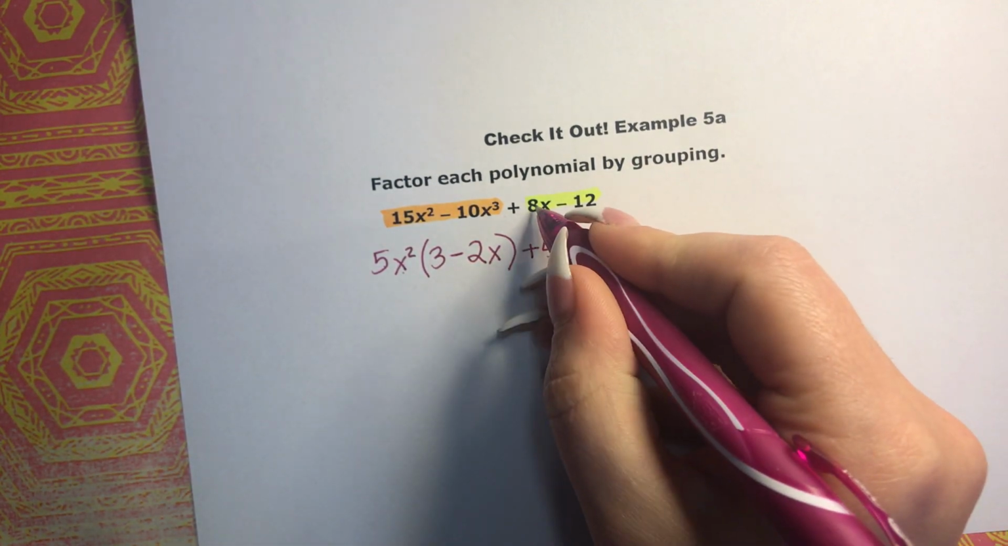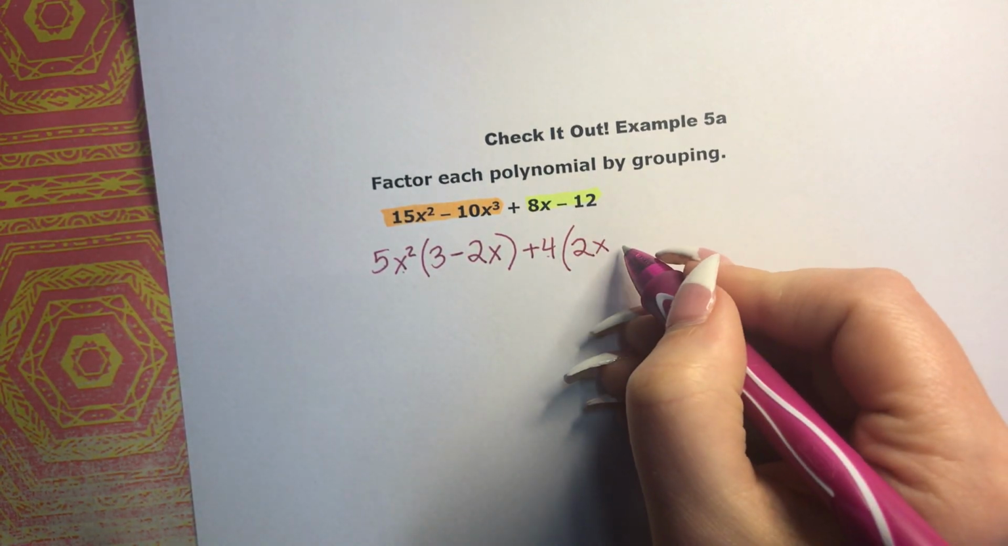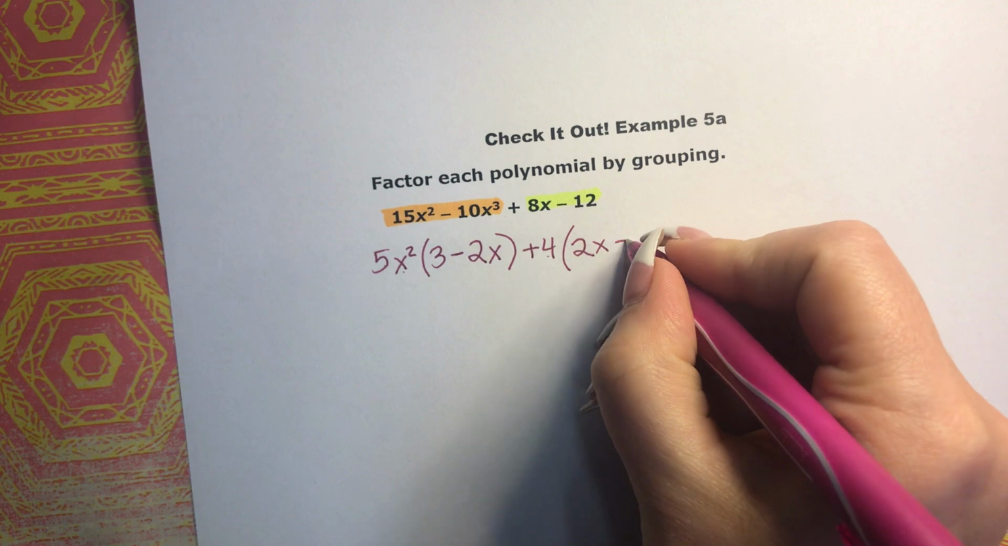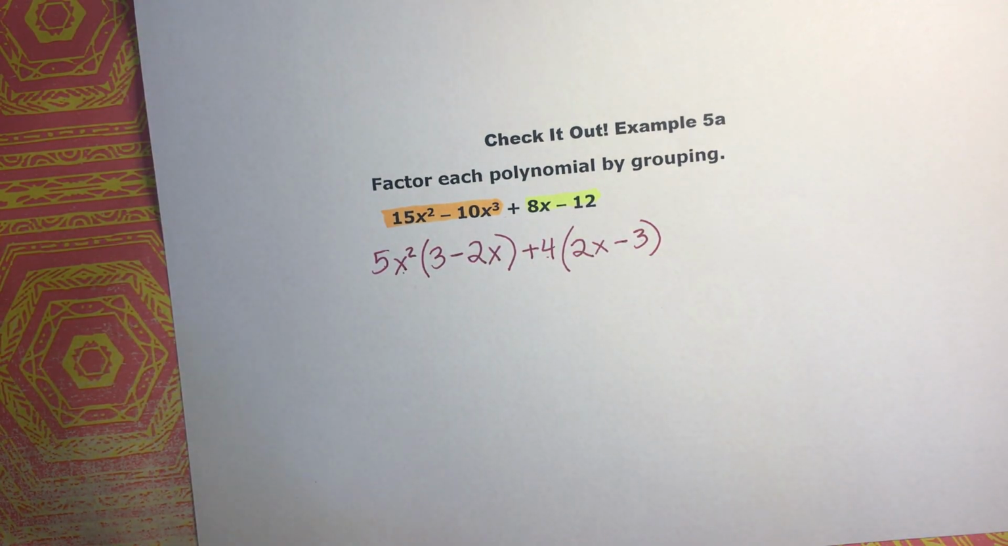4 times what is 8? 4 times 2, then we just write the x. And then 4 times what is a negative 12? Well, we need a negative. 4 times 3. So there we have it.